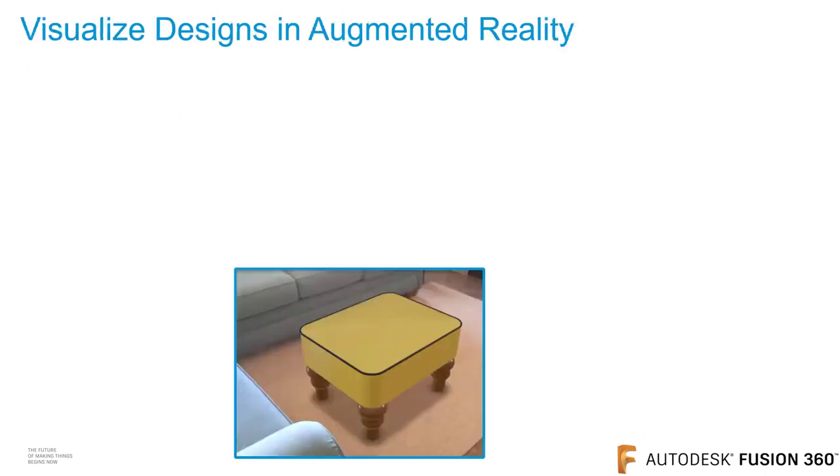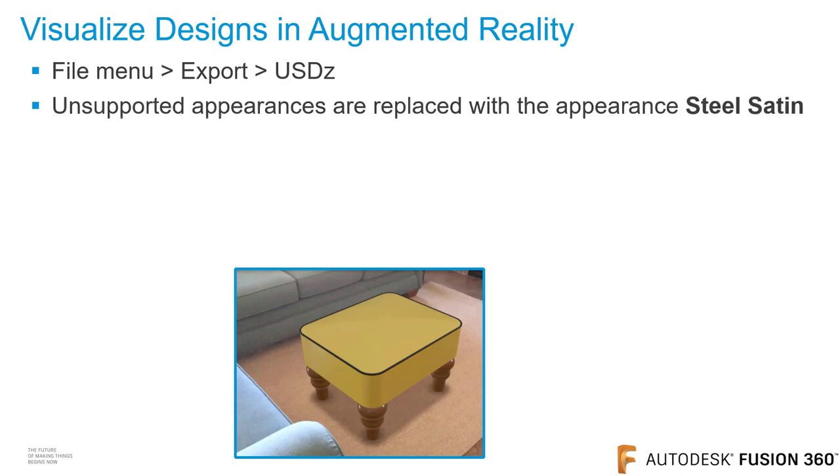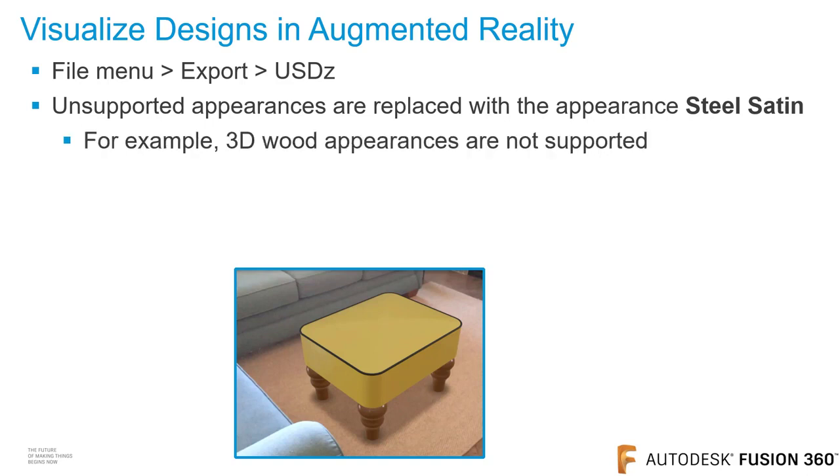Have your students see their designs superimposed in the real world by utilizing augmented reality technology. To create an augmented reality file, click on the File menu, and then Export, and then click USDZ. Note that all appearances are not supported in the USDZ file. Unsupported appearances will be changed to the appearance steel satin. For example, the 3D wood appearances are not supported.